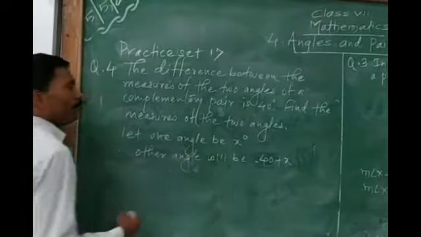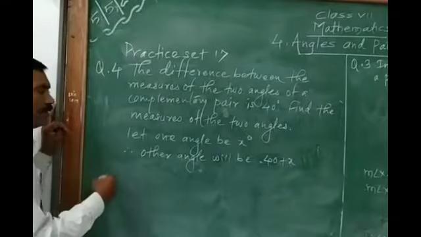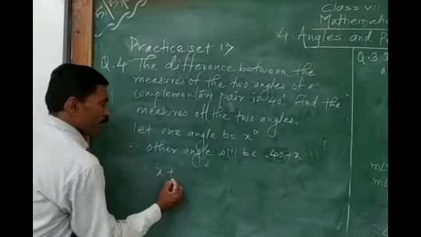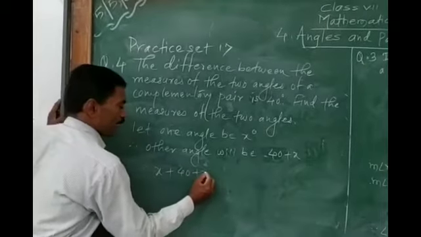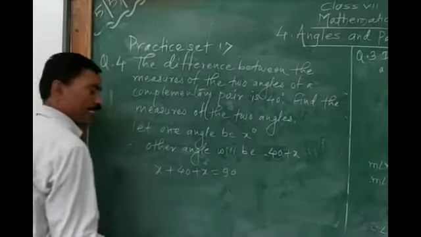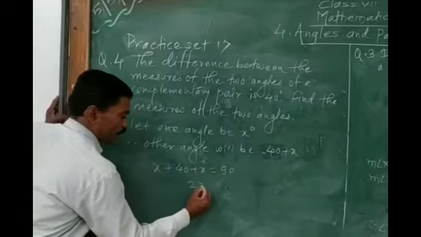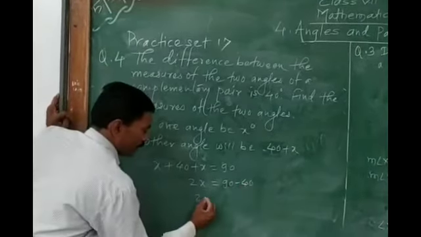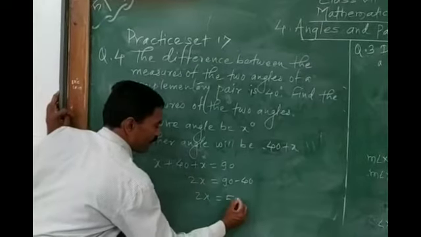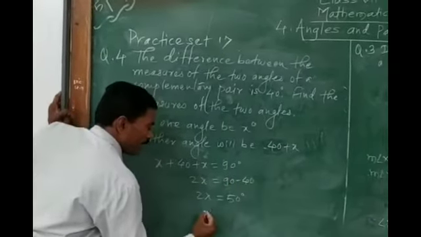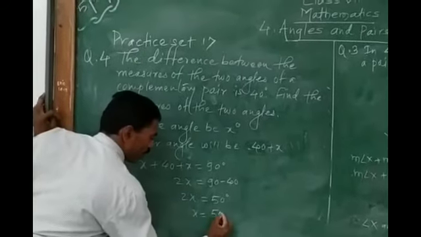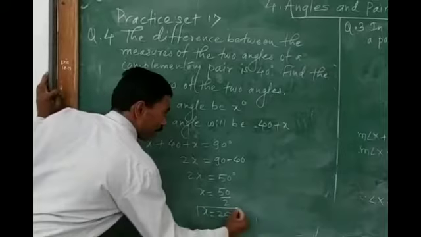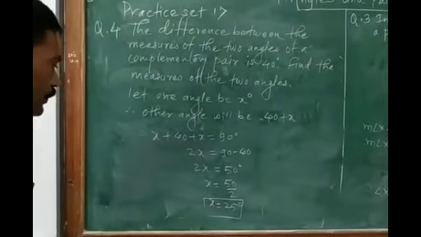By the definition of complementary angles, the sum of these two angles is 90 degrees. Therefore, x plus 40 plus x is equal to 90 degrees. X plus x, 2x, is equal to 90 minus 40. 2x is equal to 50 degrees. And x is equal to 50 upon 2. X is equal to 25. Now x is equal to 25.